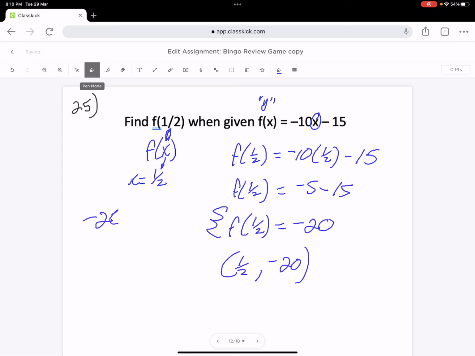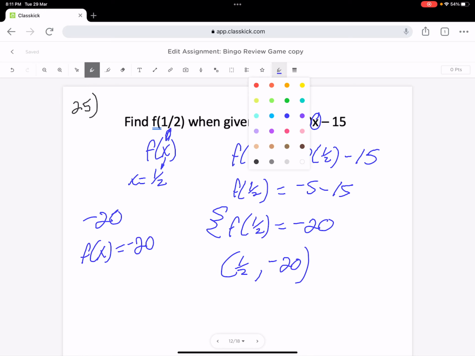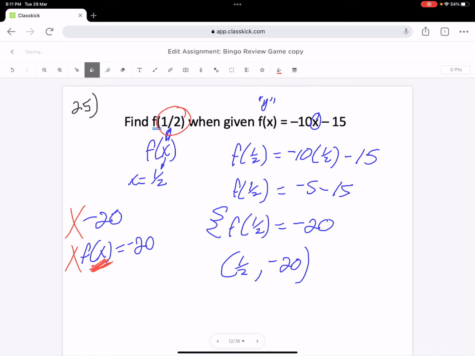If you just write -20 as your answer by itself, you're not proficient. And if you wrote f of x is equal to -20, you're also not proficient because it's not being written in a correct format. I won't be able to know, well, we are asked specifically when x is 1/2. So we need to know that that's the domain that gives us the range. So that's why neither of these will be acceptable.